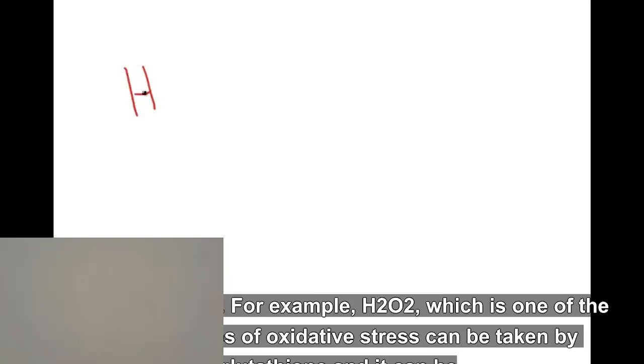For example, H2O2, which is one of the major sources of oxidative stress, can be taken by glutathione, and it can be reduced such that glutathione will reduce it and then become oxidized itself, resulting in GSSG. Now, when glutathione gets oxidized and takes the hit to protect the cell against H2O2, that's great because it protects it against an oxidative stress.